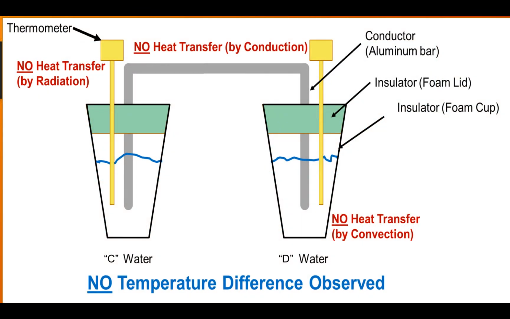This is what your diagram should have looked like. Again, we labeled the thermometer, the conductor, the insulators, foam lid and foam cup the same. And C water and D water were both essentially room temperature water. There was no heat transfer by radiation from the aluminum bar into the air. There was no heat transfer by conduction, and there was no heat transfer by convection, because all the temperatures of the bodies of water were the same. There was no temperature difference and therefore no heat transfer.